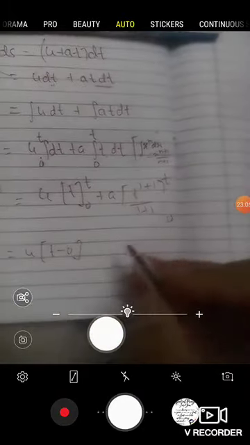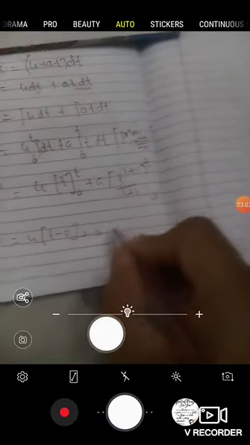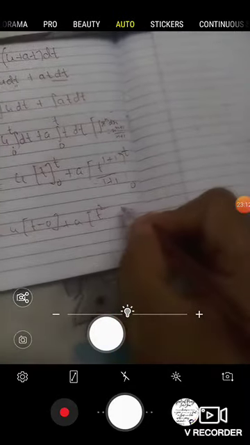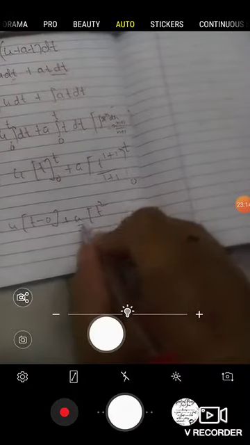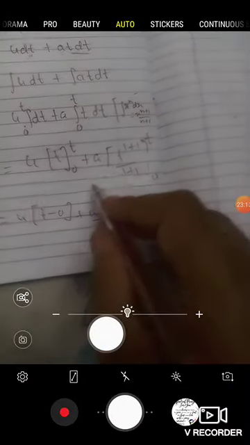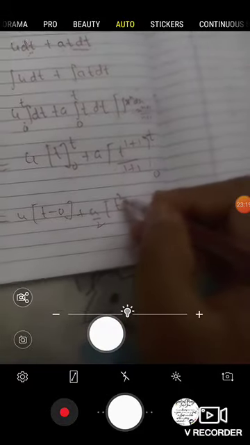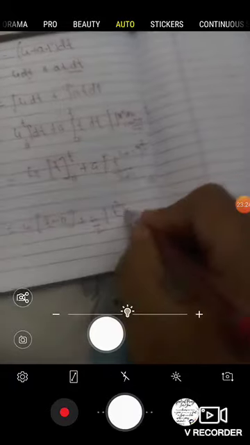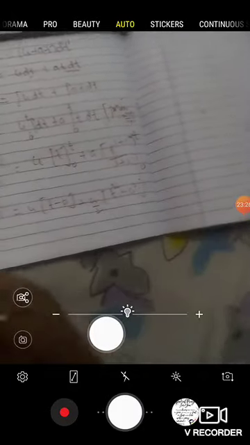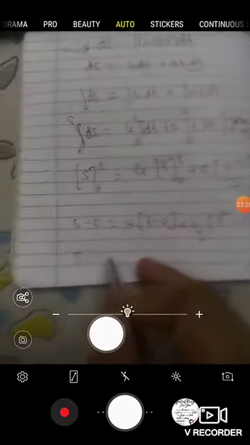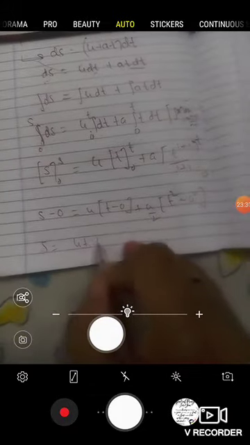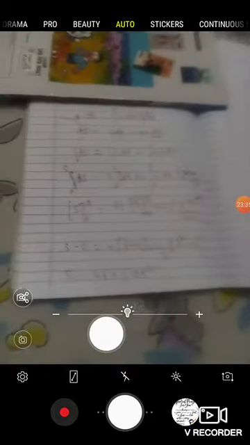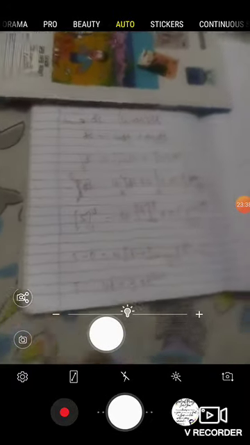Now come to the next, plus a, this will be t square, and 2 I am taking outside, 1 plus 1 is 2, so this 2 will be outside, this 1 plus 1 will be t square. So upper limit will be t, lower limit will be what? Minus 0 square. So finally what I will get? S is equal to ut plus half at square. So we have derived the second equation of motion.